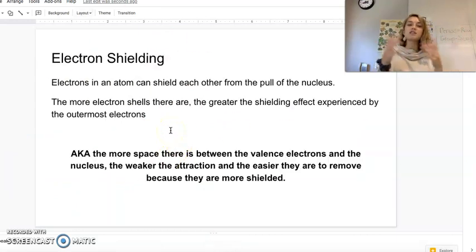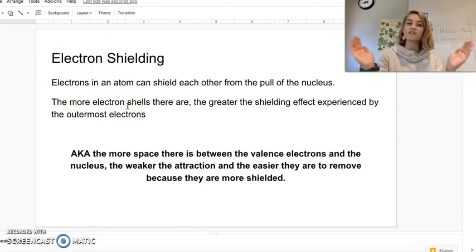So, it's easier to remove electrons on the outside of my atom. That means they have a lower ionization energy. It takes less energy for me to pull those electrons off. And that is partly the fancy term we use for that weaker attraction, which is electron shielding. So electrons in an atom can shield each other from the pull of the nucleus, right?